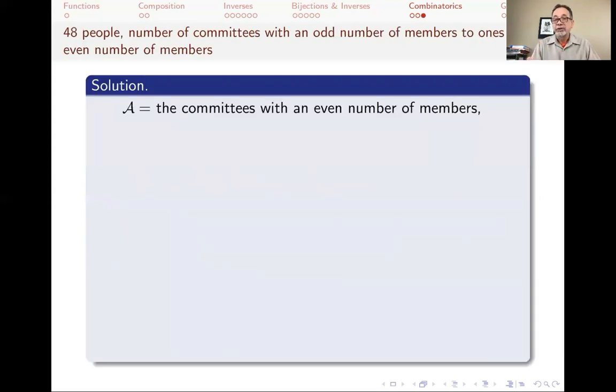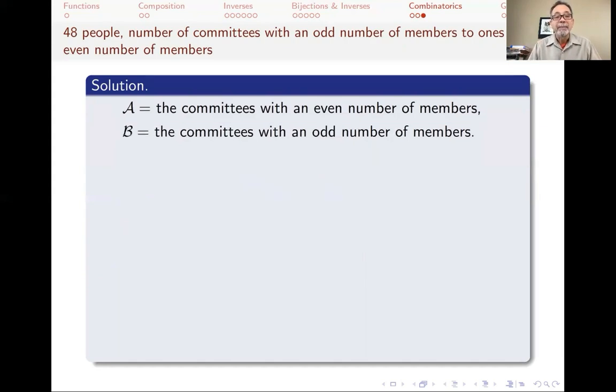We can use bijections. Let A be the set of all committees with even number of members. Those are the guys in the back of the room. And B, the committees with odd number of members. Those are the committees that are listed in front of the room. I want to specify one of the 48 people. Maybe you were in that room, so alpha is you.